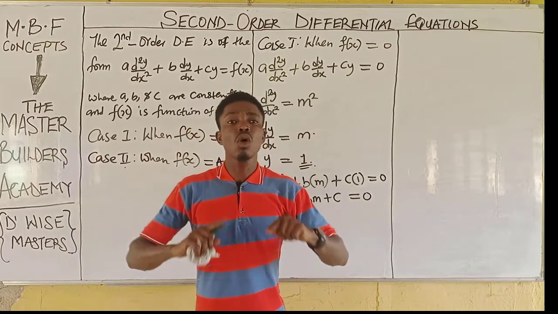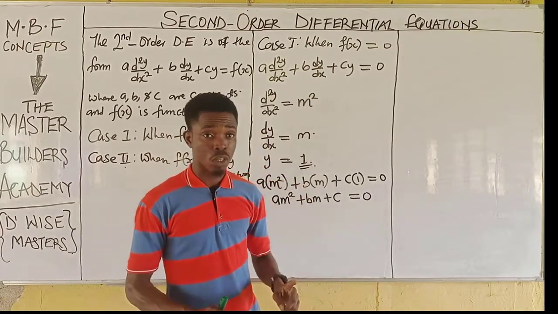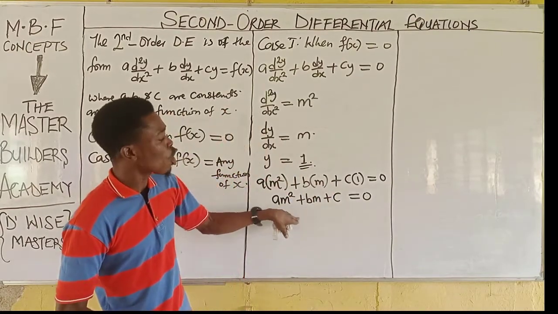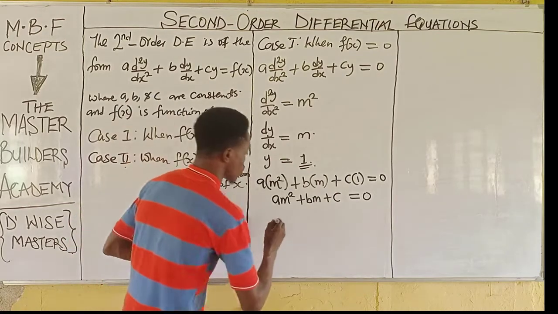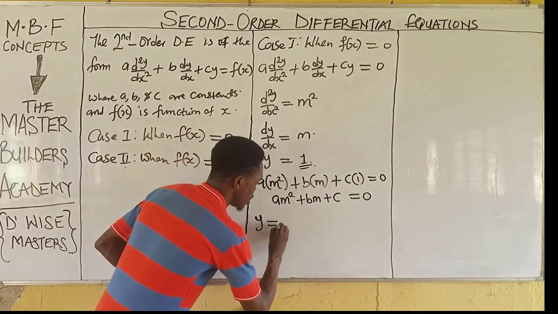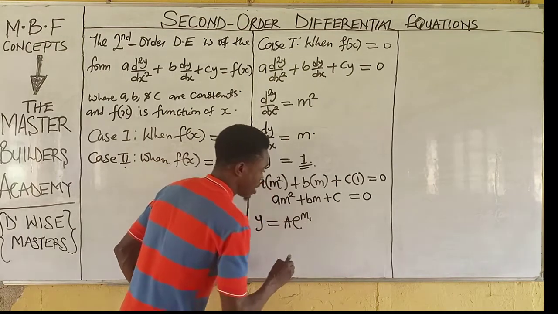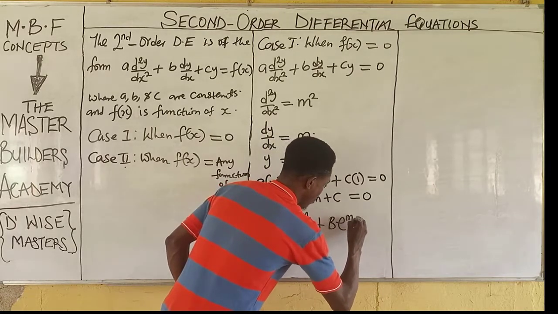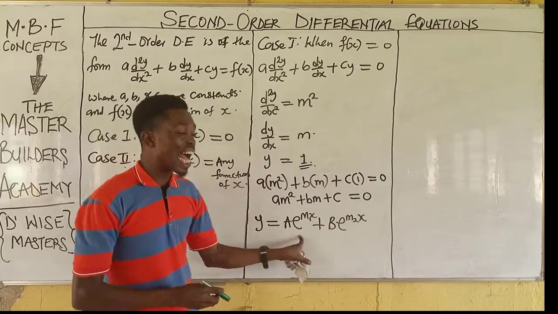There is no way you will solve any quadratic equation without having two roots. So therefore, we have two roots to this equation. Now, what would have become the general solution to this equation? The general solution would have been y is equal to A e^(m1 x) plus B e^(m2 x). So this is the general equation.